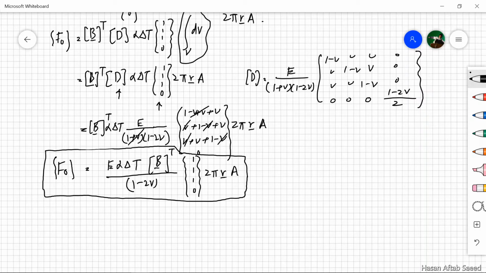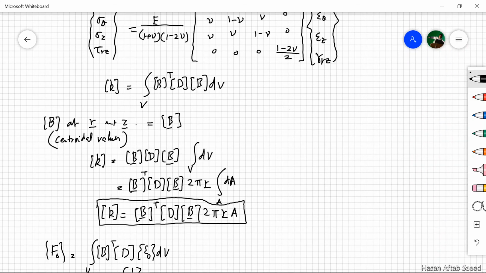When we talk about centroidal value, here Ri plus Rj plus Rk over 3. Similarly, when we were calculating the B matrix, the Z value, centroidal value, was Zi plus Zj plus Zk over 3. And R again, Ri plus Rj plus Rk over 3.